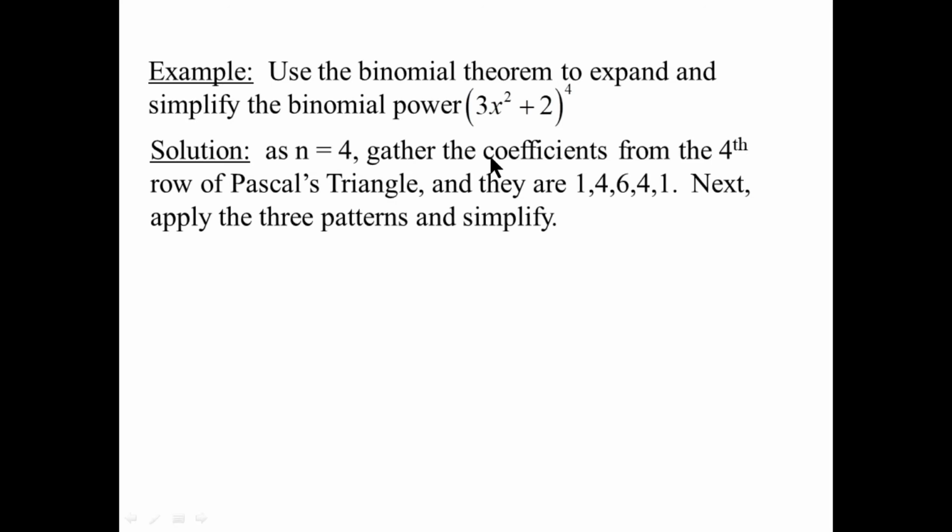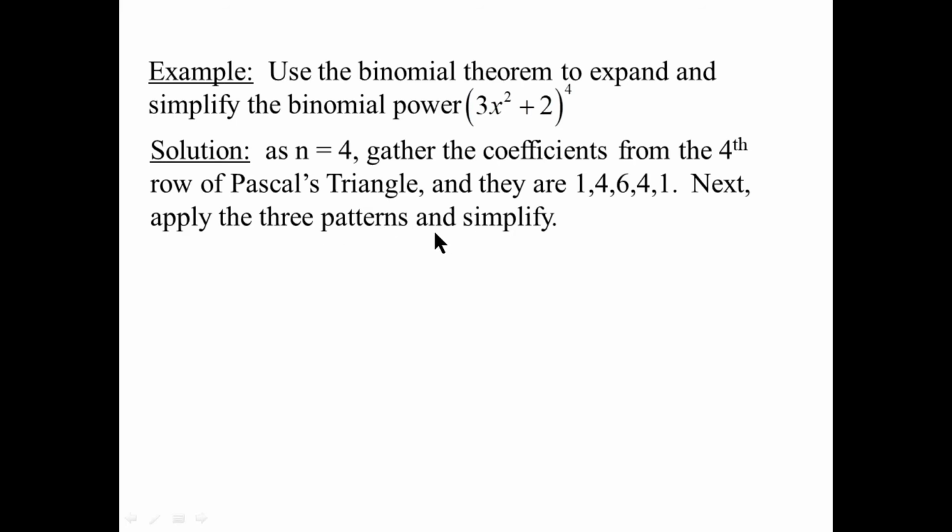As n equals 4, gather the coefficients from the fourth row of Pascal's triangle. And the fourth row of Pascal's triangle is 1, 4, 6, 4, 1. Write it out yourself and confirm it. Write out the triangle and see that, yes, this is the fourth row of the triangle. I say gather the coefficients so that they're handy, because we're going to need them to write out the terms of this power. So I've got my coefficients handy.